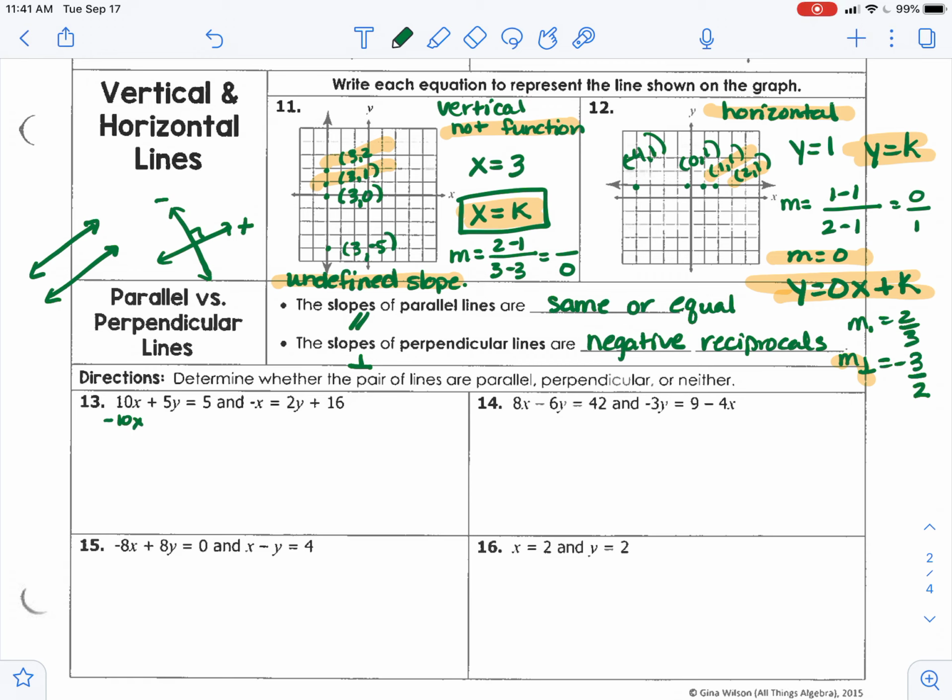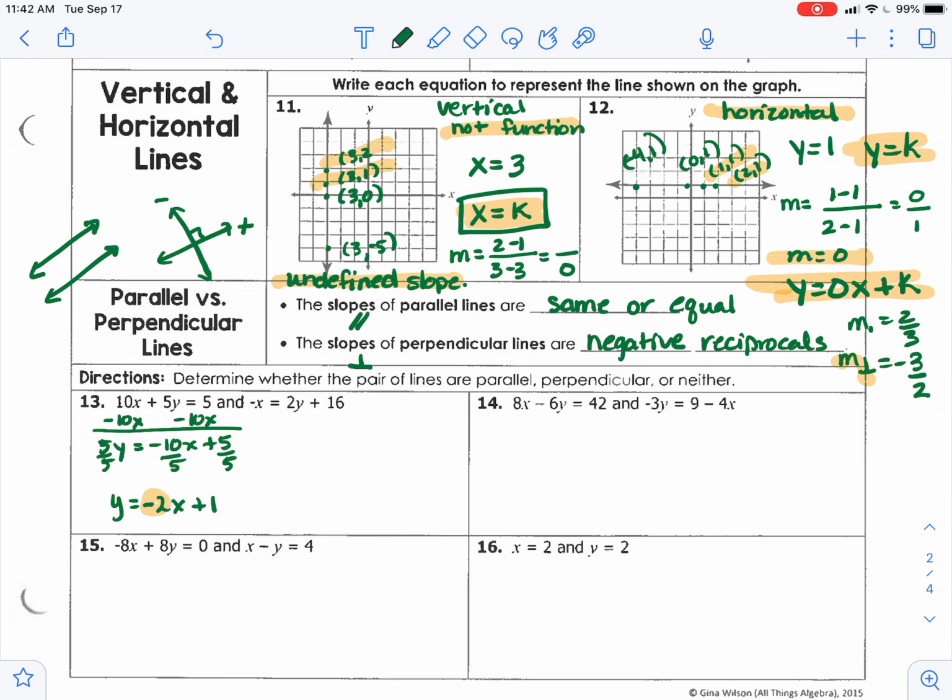So I am going to move my 10x over. And again, I'm solving for y. So y equals a negative 2x plus 1. So in this case, this one has a slope of a negative 2.